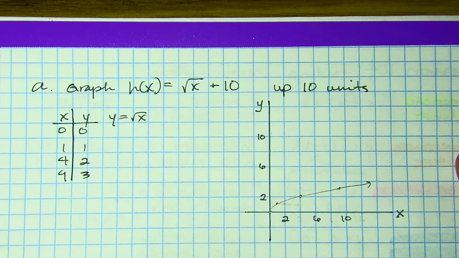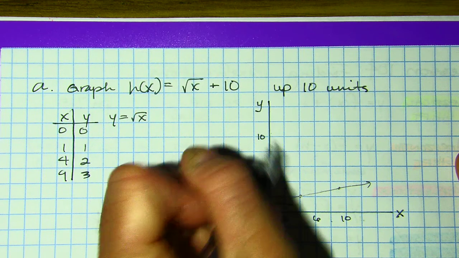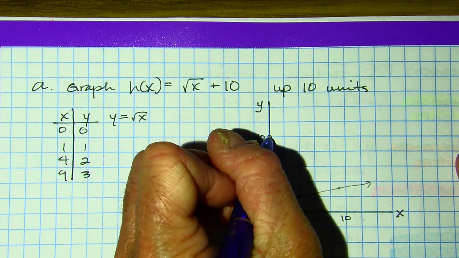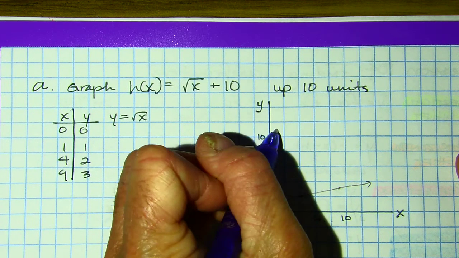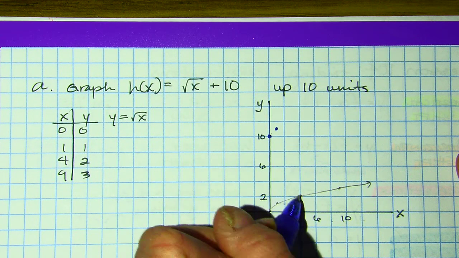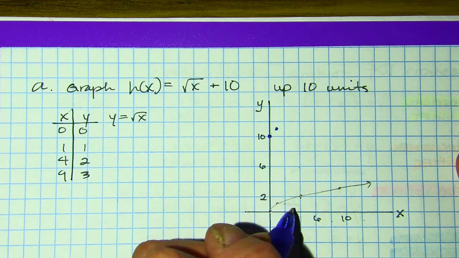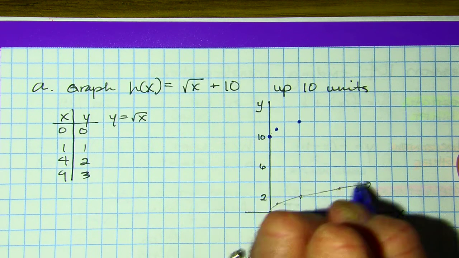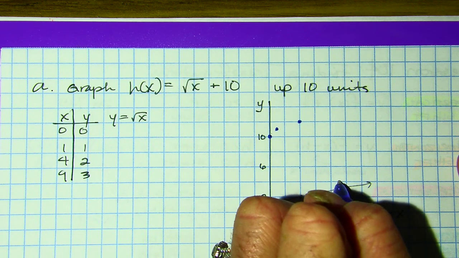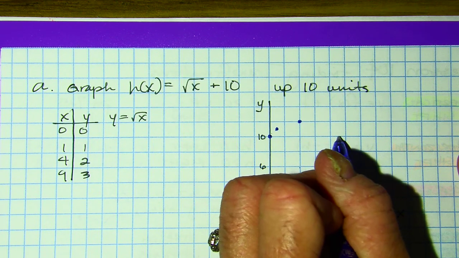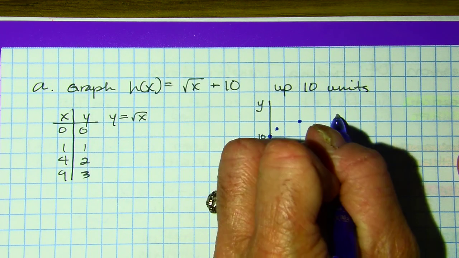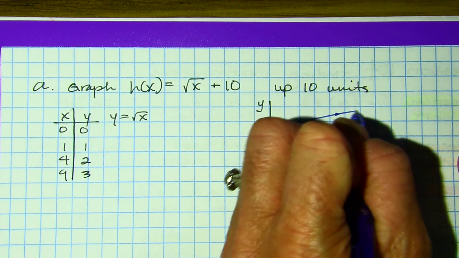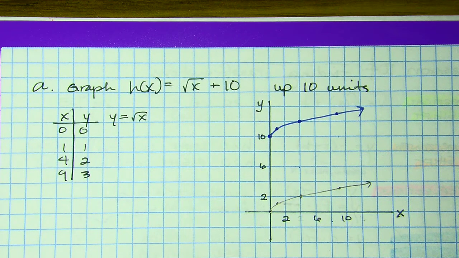But I'm shifting each of these points up 10. So this point at 0, 0 goes up 10. This point's going to go up 10. Okay, so this is 2, 4, 6, 8, 10. 1, 3, 5, 7, 9, 10. And so there is our graph.